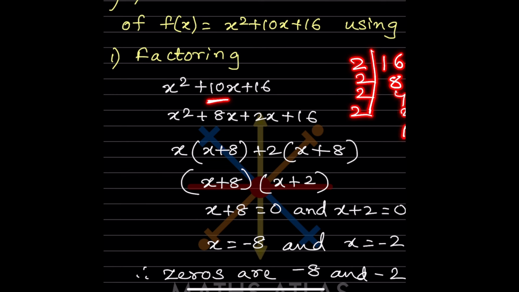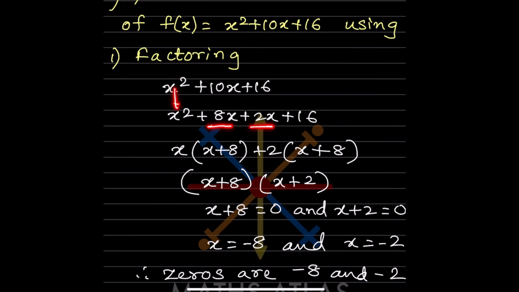So now how are you going to get 10 here? Can you see, 2 2s are 4, 4 2s are 8, 8 and this 2. So plus 8 plus 2, that is going to be plus 10. So you will write here plus 8x plus 2x. The rest you are going to write the same.